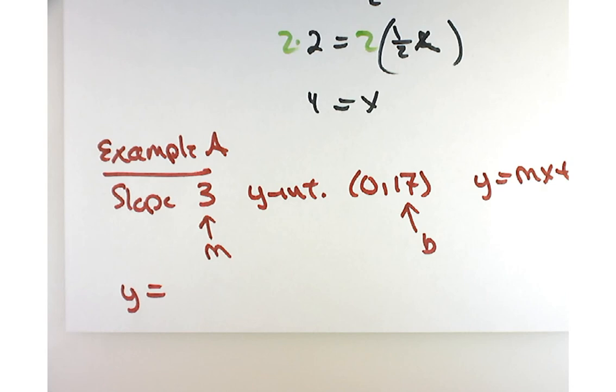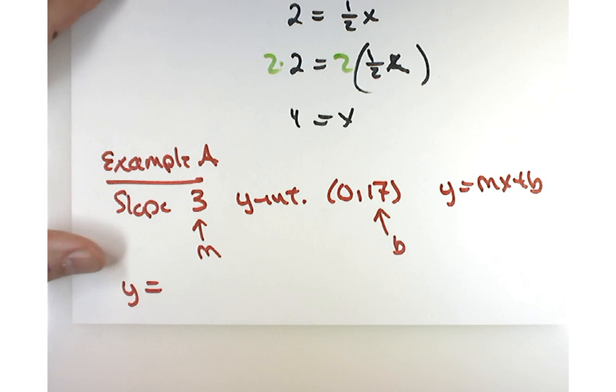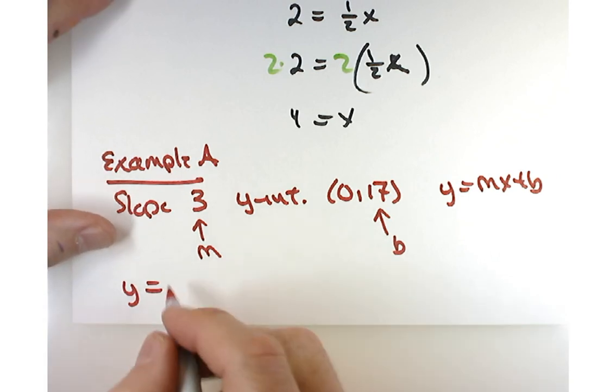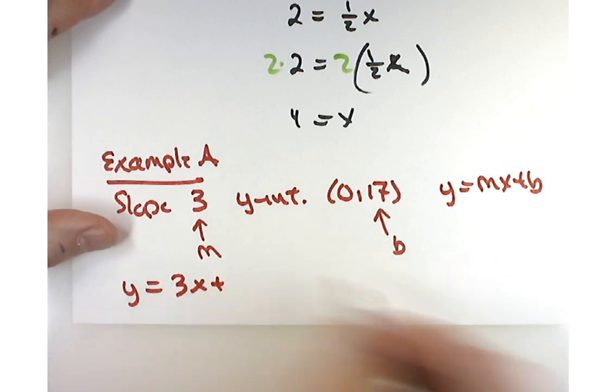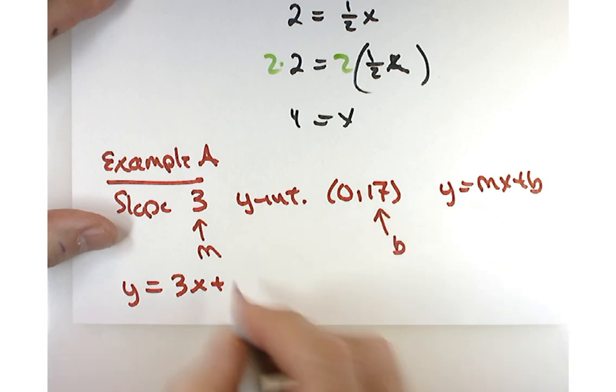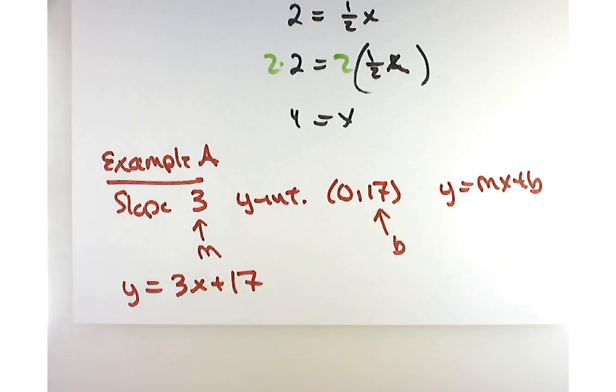This one's easy because they're giving you everything you need. There's your M, there's your B. We know this is going to fit into y equals mx plus b. So Ryan, what's the equation for this one? Just y equals 3x plus 17. Yeah, done. That was easy. Yeah, nice.